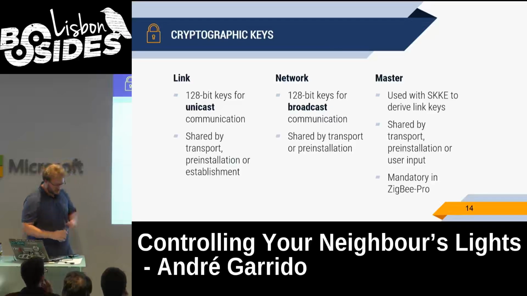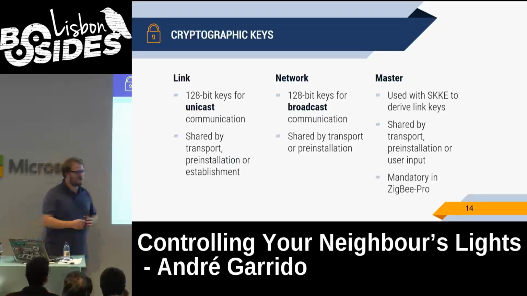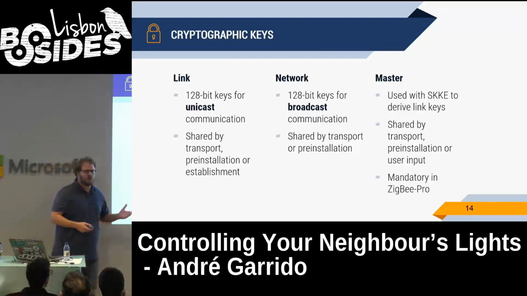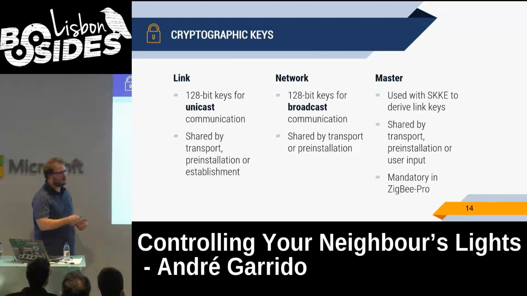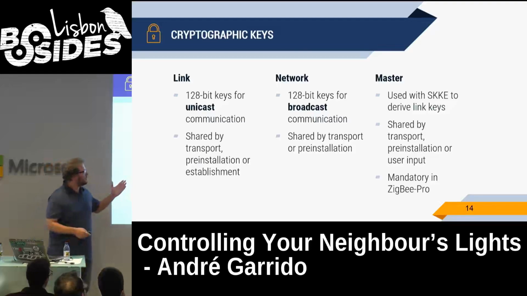the link key. It's used for unicast communication. Basically, it's a communication between 2 peers. It's shared by transport, pre-installation, or establishment. The only purpose of the link key is to encrypt the network key that is used for broadcast communication. Anyone who has the network key can decrypt the ZigBee packets and understand what's going on there. As you imagine now, this is my purpose, to break something here. The network key is for broadcast communication, and can be shared by transport or pre-installation.